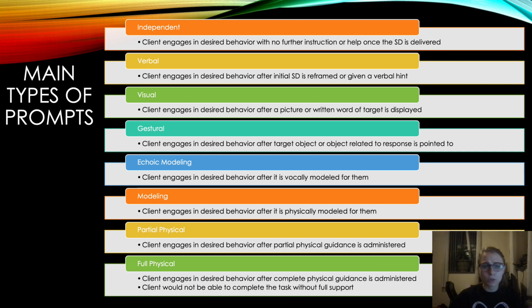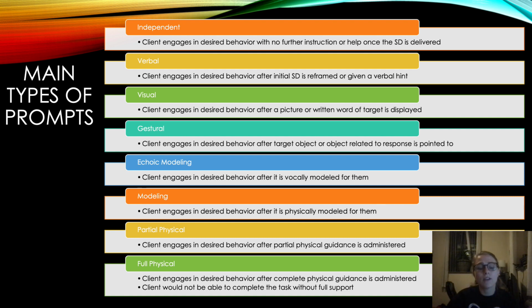Then we have visual. So a visual prompt is when you use a written word or a picture to help them find what they're looking for. So maybe you're working on an expressive goal and you say, how are you? And you want them to respond, I am good. So you write down on a piece of paper, I am good, let them read it, they know to say that.